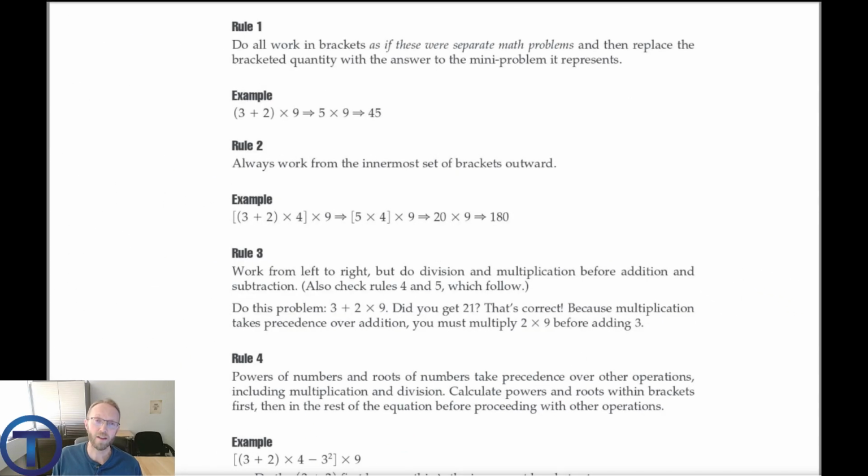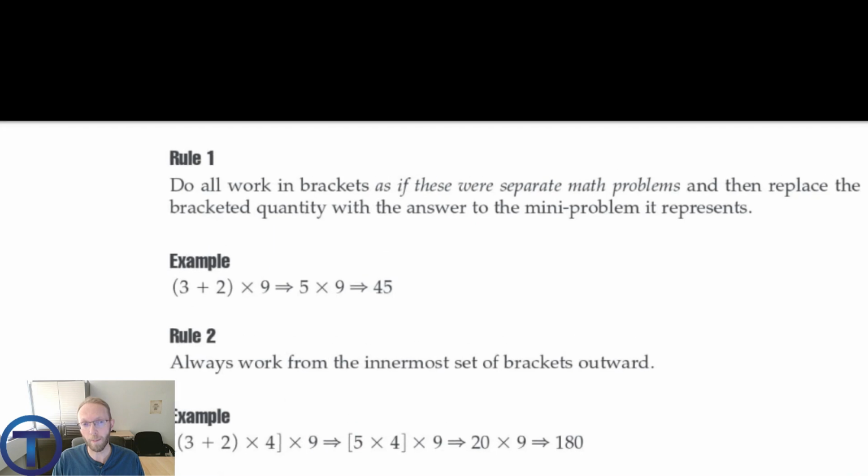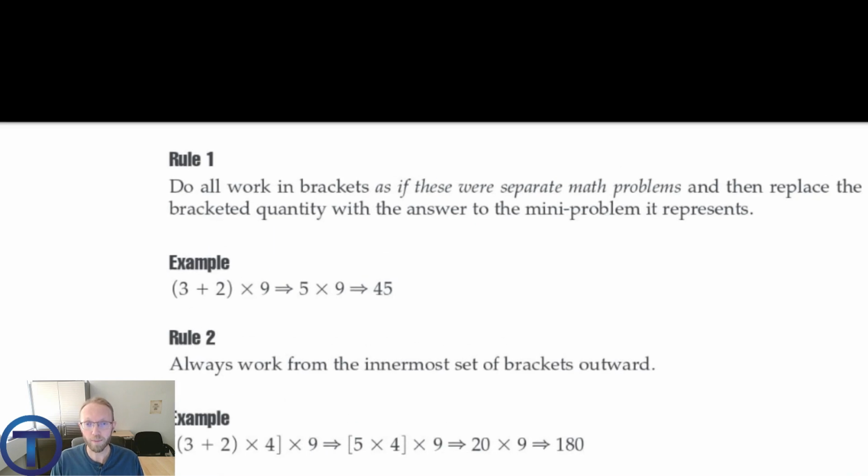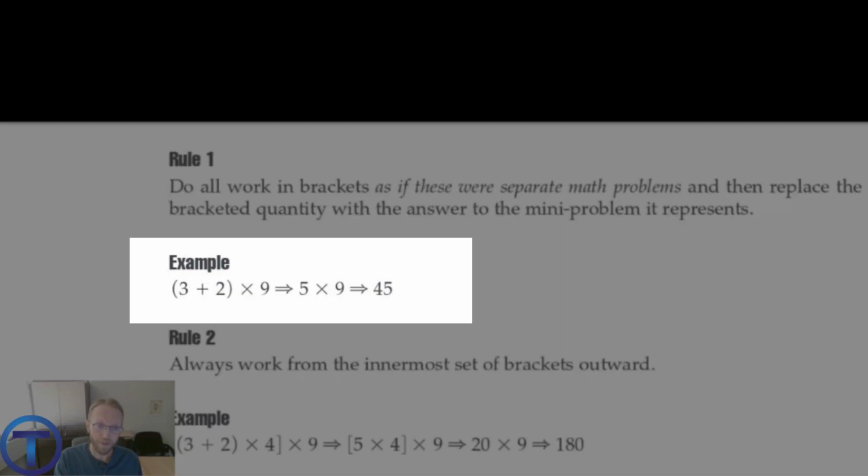As we do formulas, we're going to need to keep in mind certain orders of the way we process these formulas. So let's review a few rules just to make sure we're good to go. Rule number 1, always do the brackets first. They're kind of like a mini problem. Let's do an example. We have in parentheses 3 plus 2, and then that's times 9. So we take that first. 3 plus 2 is 5. We're going to replace that and say 5 times 9. 5 times 9 equals 45.